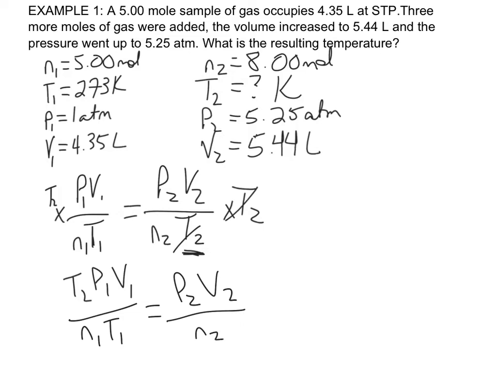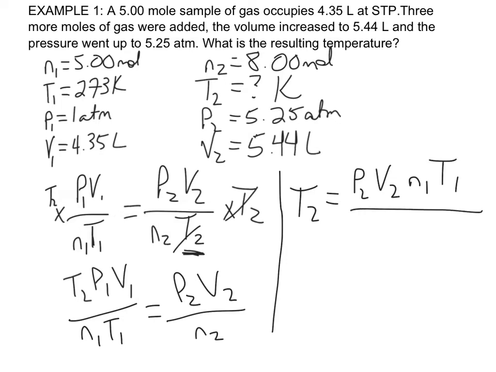Now that I got T2 at least on the correct side of my equation and on the top, I can use a little bit of algebra to move all of my 1's to the other side. So I can multiply both sides by N1 T1, divide both sides by P1 V1, and I end up with T2 equals P2 times V2 times N1 times T1 over N2 times P1 times V1, right?